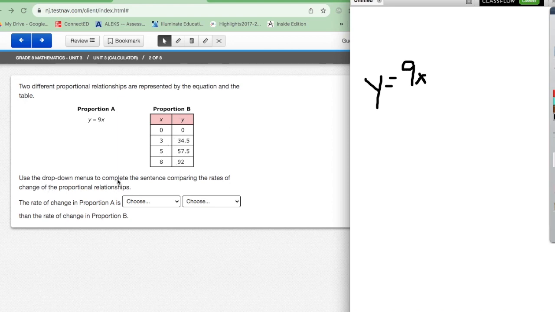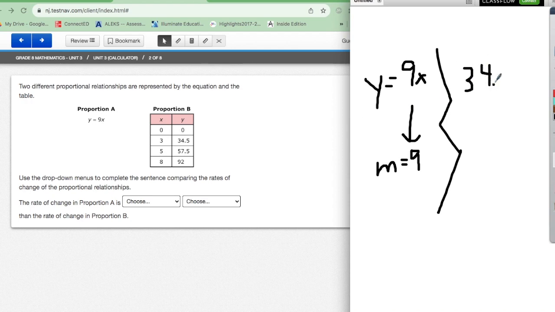Okay. So I need to compare the rate of change. Now remember, rate of change is slope. This one's easy. My slope is my coefficient of x here. This is y equals mx plus b. My slope is 9. And over here, proportion b, since I have 0, 0, great. Because it's proportional with 0, 0, I can actually use any point.